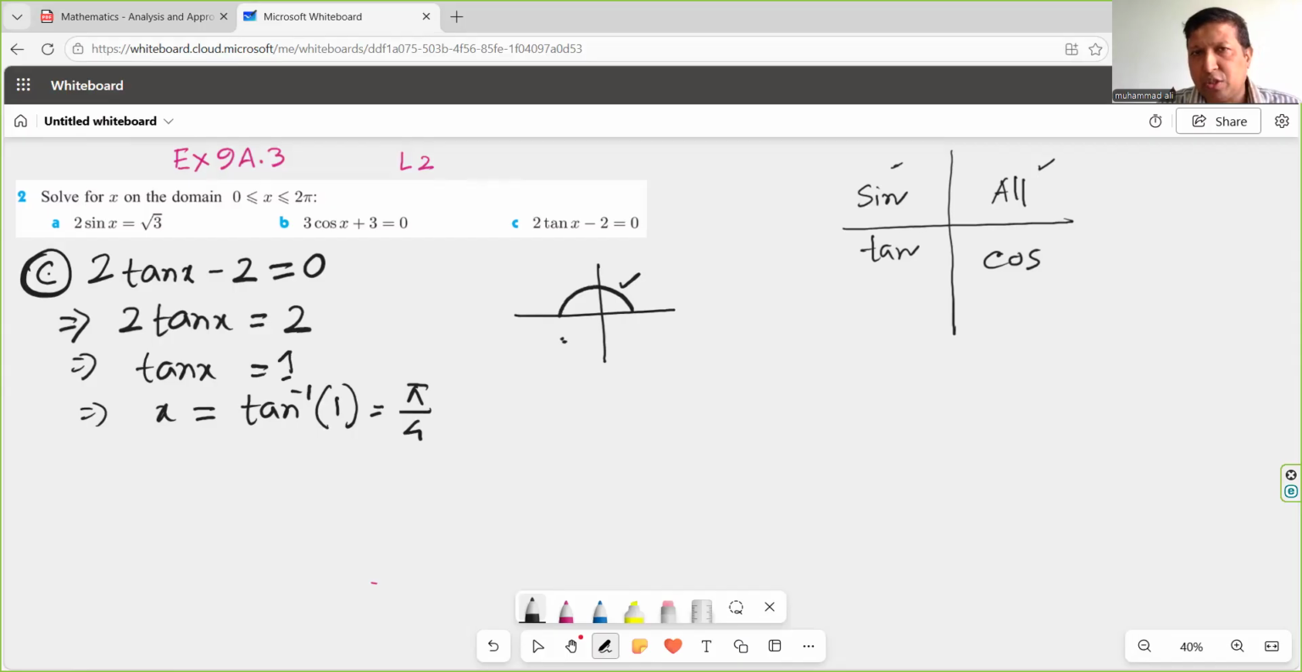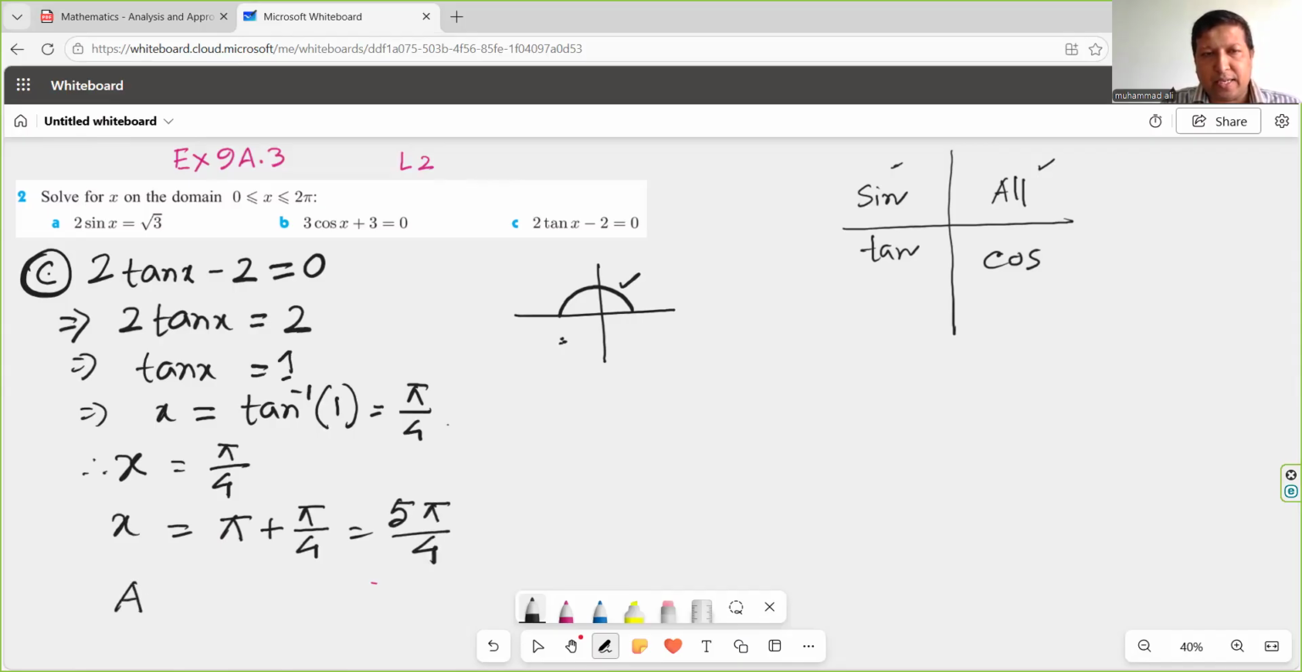From here to here, this is pi. If we add this acute angle to pi, we get the result in the third quadrant where tan is positive. Therefore, x equals pi by 4. Another x value is x equals pi plus pi by 4. It will be 5 pi by 4. Final answer, x equals pi by 4 or 5 pi by 4. So question number 2 completed.